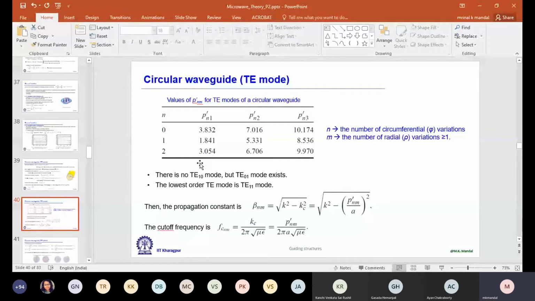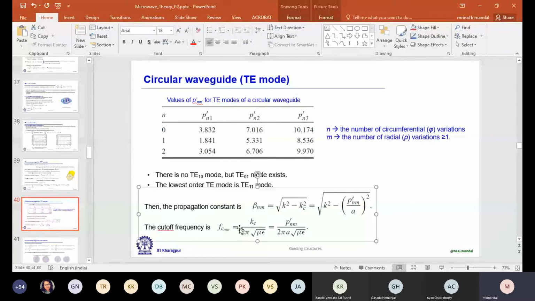Now if you look at this chart, we have different values of p dash here, and it is directly related to the cutoff frequency, which is given below. So f_c nm for any given TE mode is k_c divided by twice pi square root of mu epsilon, and this is equal to p dash nm divided by twice pi a square root of mu epsilon. So mu epsilon corresponds to the material you are using inside the circular waveguide. For dry air, we will consider mu naught epsilon naught.